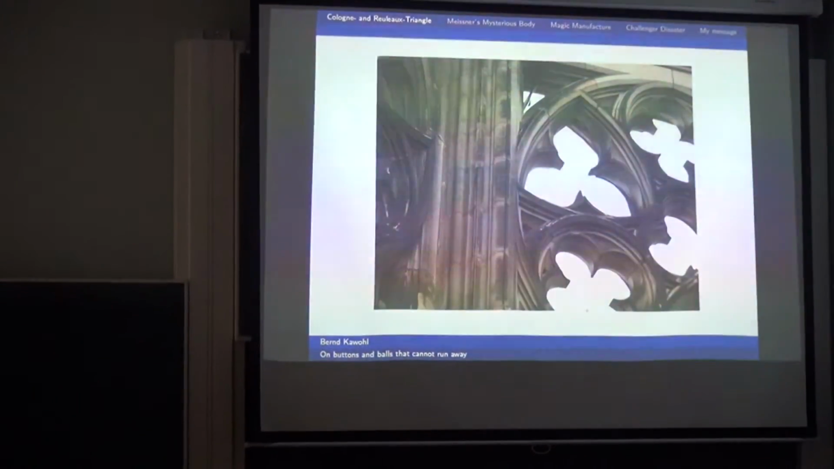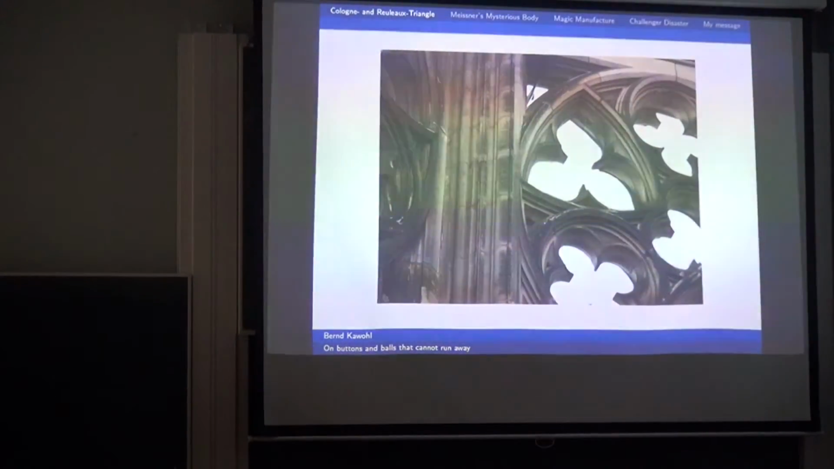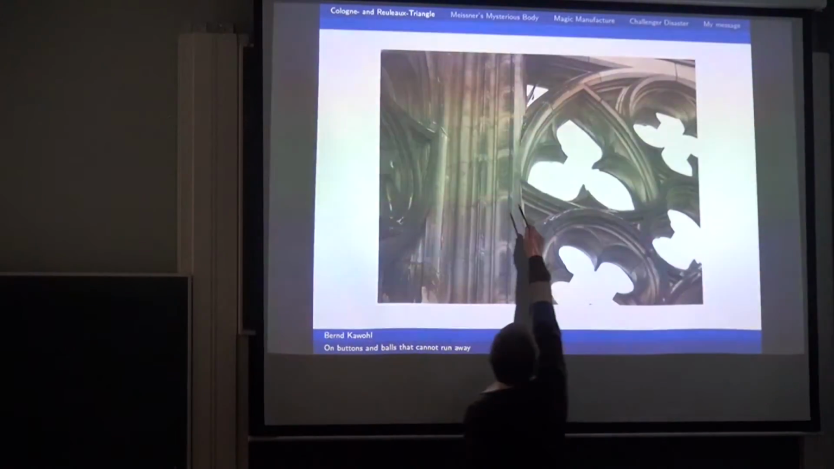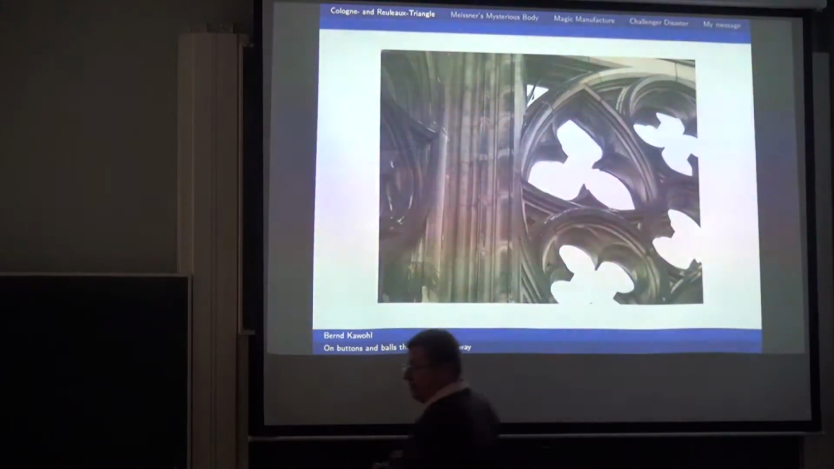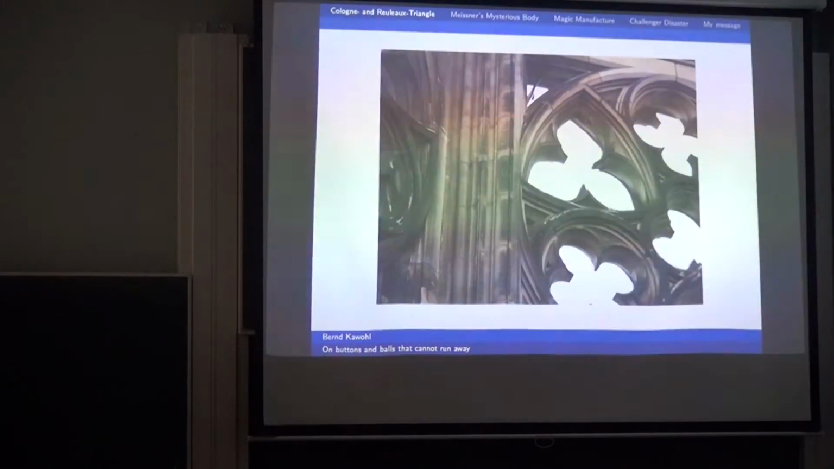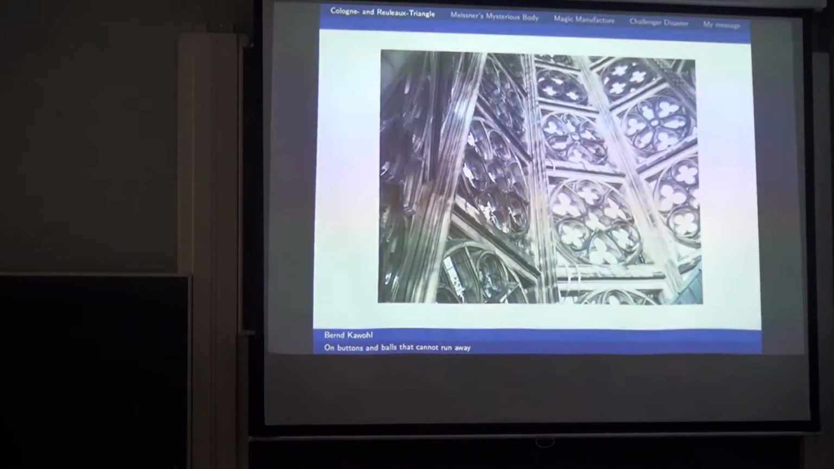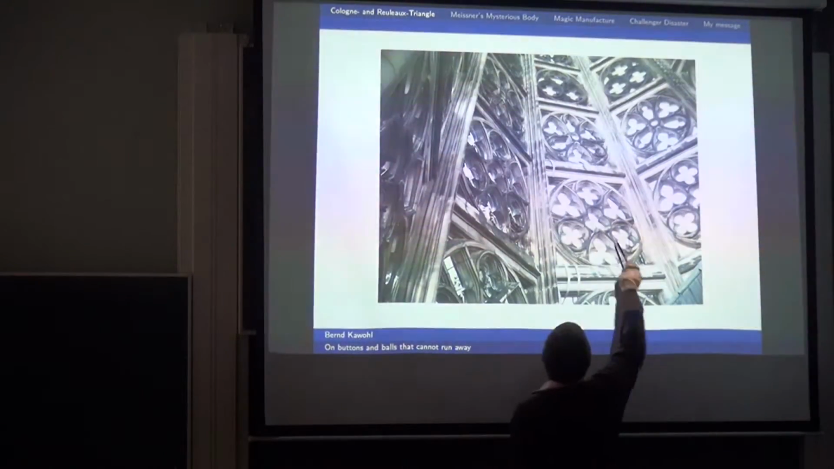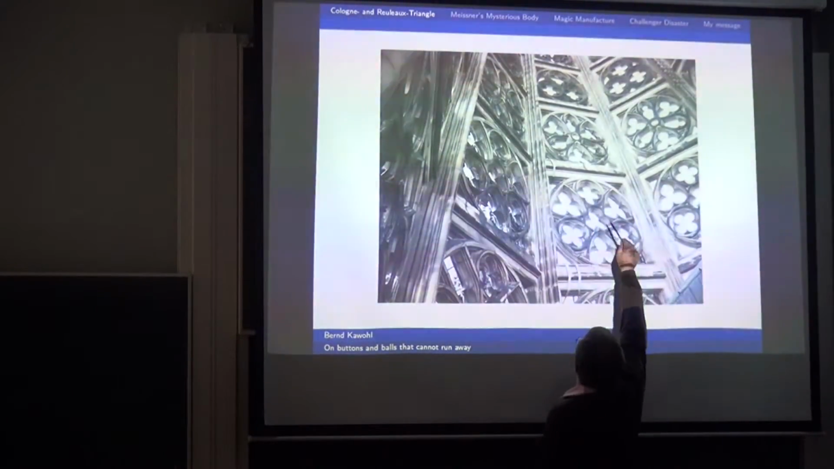The Rollo triangle, of course, is a fairly old pattern. You find it, for instance, in Gothic cathedrals. Here we see it. Up here, there's one there. And then you see many of those. So there's one here, and one there, and one there.